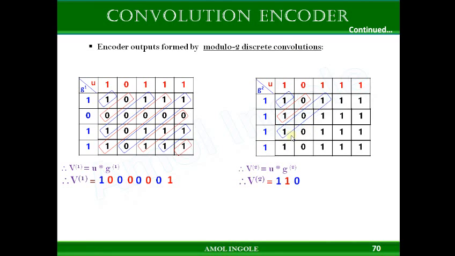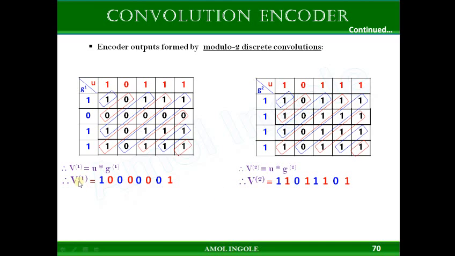The third bit can be obtained by XORing 1 0 1. So 1 plus 1 is 0. The fourth bit can be obtained by XORing 1 0 1 1. So 1 plus 1, 0 plus 1, 1. So this is how you can write all the remaining bits of output V2.